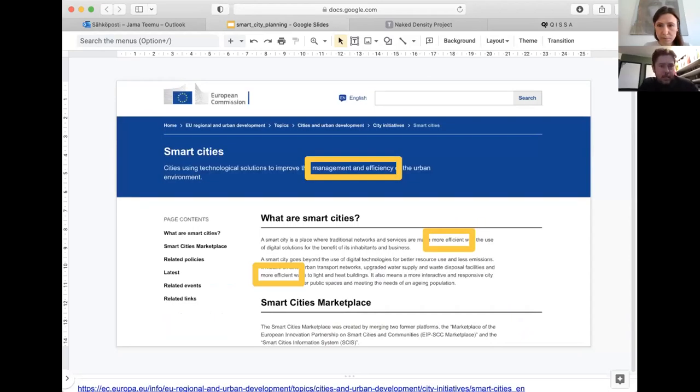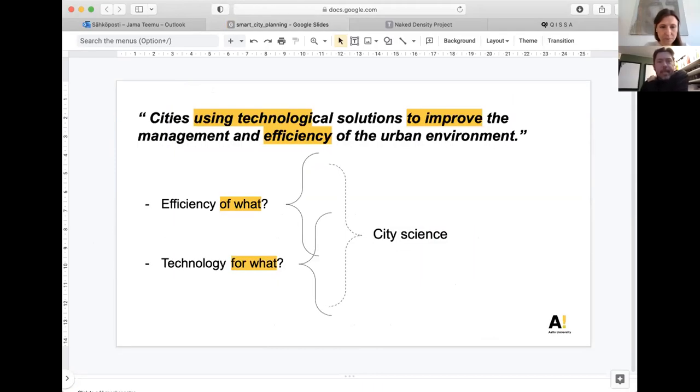Smart cities. I took our sponsor, the European Union, and they have a site for the smart city. If we take that perspective and try to spot the words which are commonly used, there is this efficiency term used quite much. Management and efficiency, more efficient something, twice mentioned in the very first paragraph. That's very understandable. Efficiency is a very much used term in land use planning and city development throughout history, and that's how it's under the scope of so-called basics.